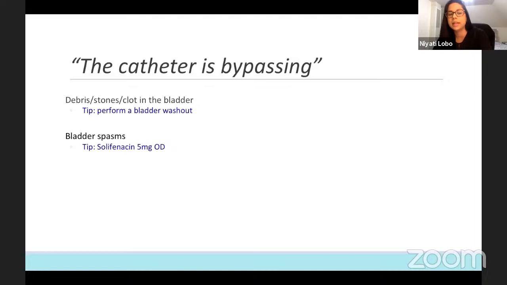So as I say, bladder spasms is another reason, and what I do in this situation is give the patient an anticholinergic, something to relax the muscles of the bladder, and that's solifenacin 5 milligrams once a day, which you can up titrate to 10 milligrams once a day if the 5 milligrams doesn't work.